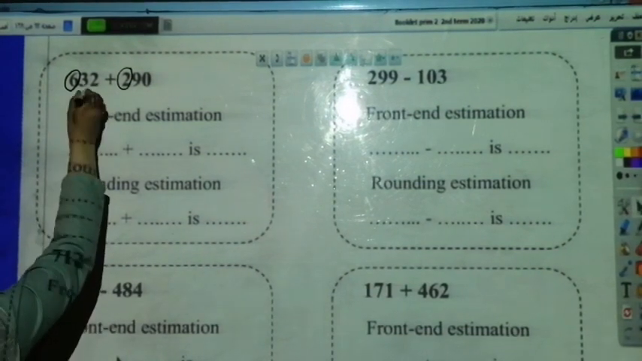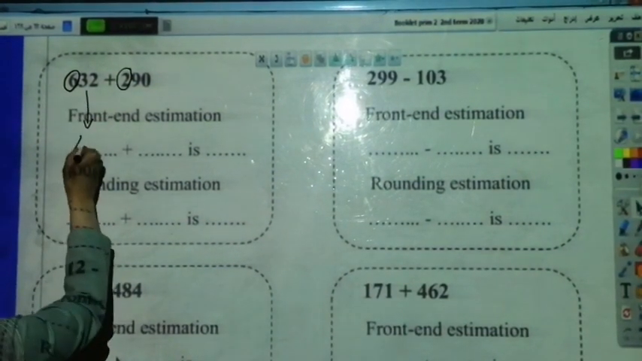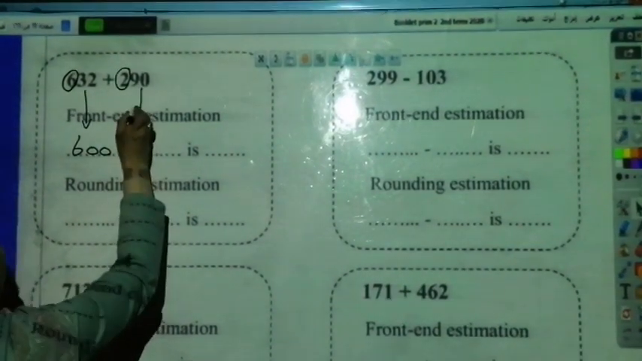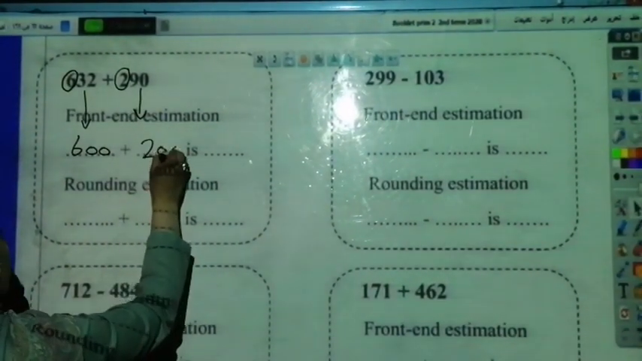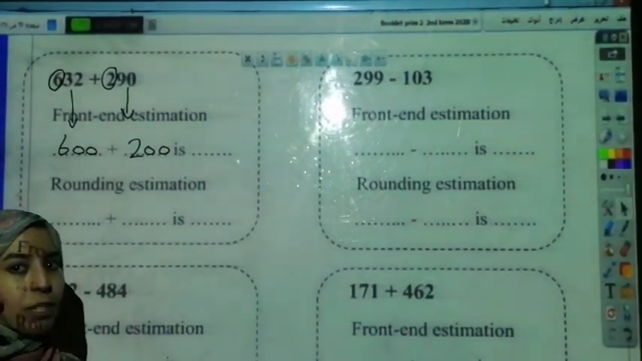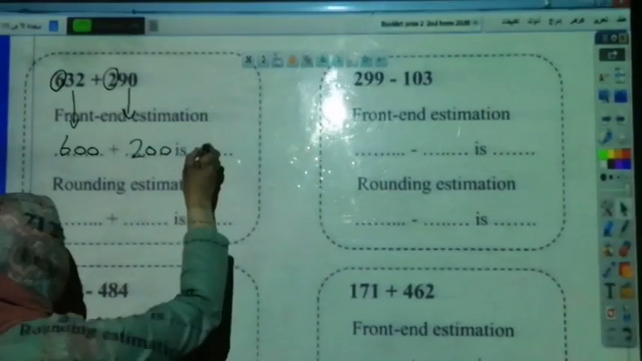So 632 is estimated to 600. 290 is estimated to 200. 600 plus 200, after 600, 700, 800, counting by 100.